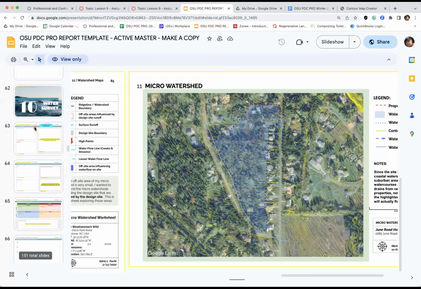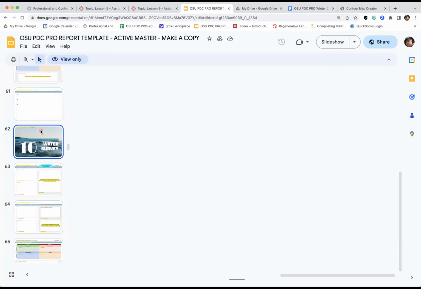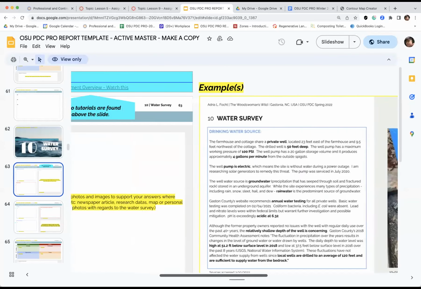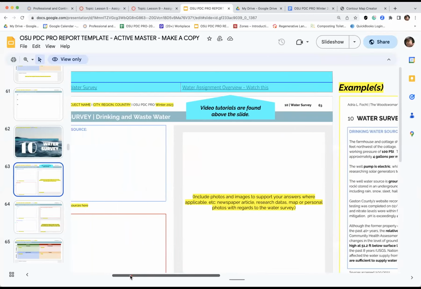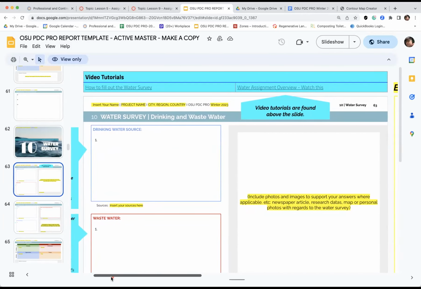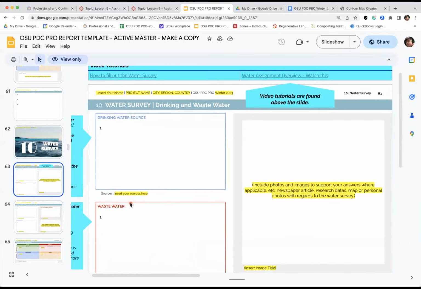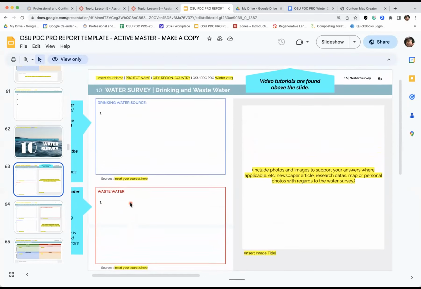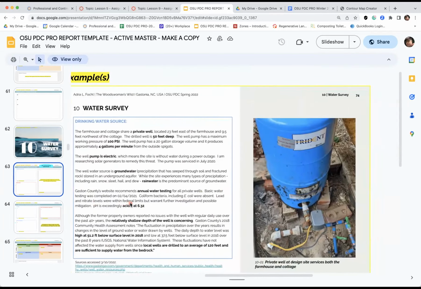Let's take a quick peek at, let's see, we'll just go through the template file here. Not sure why I can't see it. So again, there's your water survey, drinking water source, wastewater. That's pretty, and there's some examples here, right? So those are always really good to look at.